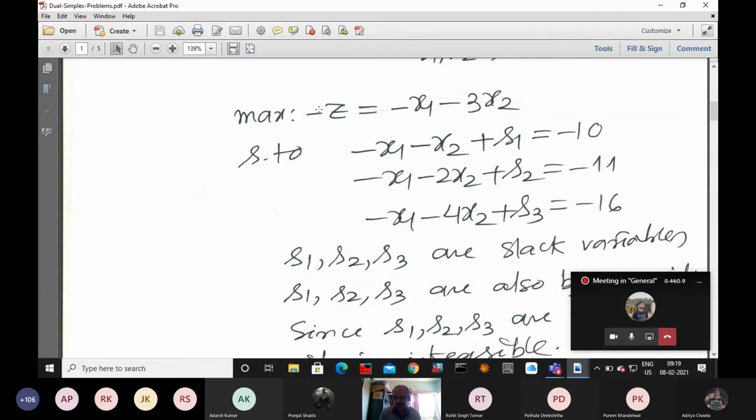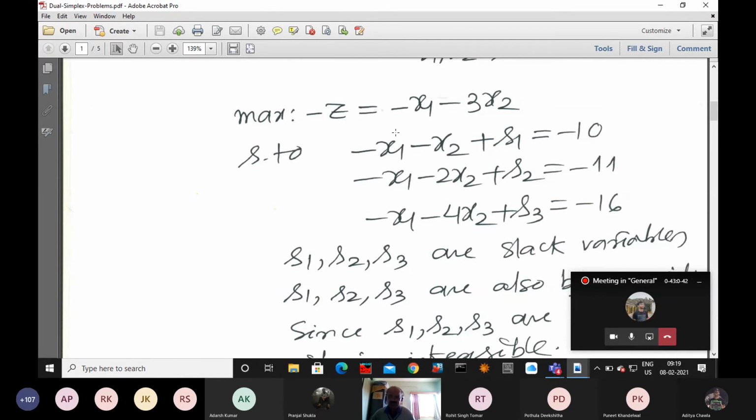So what is the conclusion? It looks like the problem is infeasible. How can s1 be negative? How can s2 be negative? We say it looks infeasible because s1 has to be non-negative, but here it is negative. Same for s2.